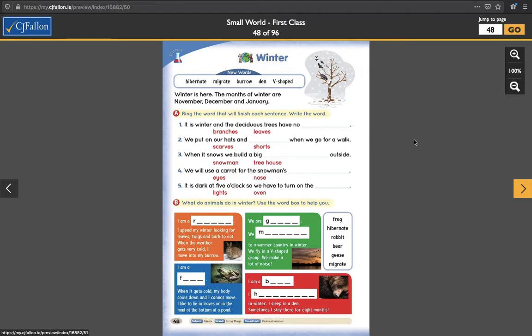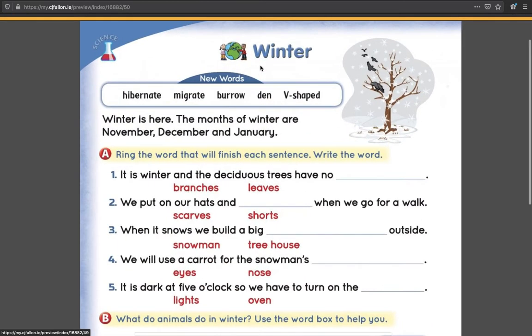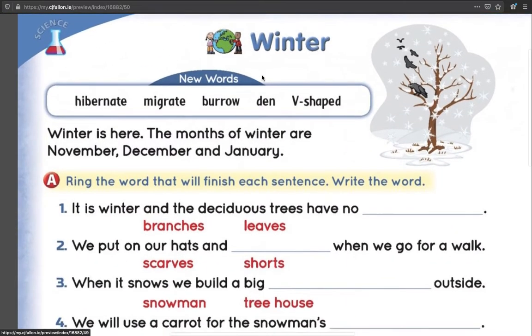Now we're going to take a look at the winter page. We're going to skip to page 48 because of all the snow that we're supposed to be getting this week. I thought it might be a nice time to do it. We could be doing the spring page, I suppose, but it's not going to be very spring-like weather this week, if the forecasts are to be believed anyway. So looking at it, it's a science page and we're talking about weather.